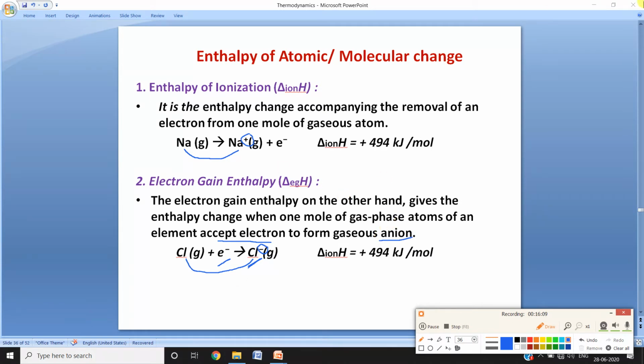What is electron gain enthalpy? The enthalpy change when 1 mole of gas phase atoms of an element accepts an electron to form a gaseous anion, and it is represented by delta eg H. So the first one is your enthalpy of ionization, and the second one is your electron gain enthalpy.